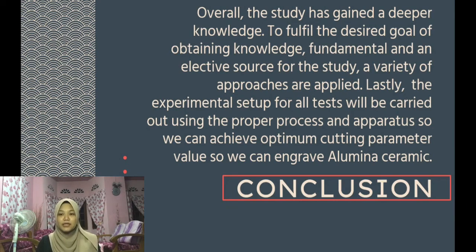So what I do is, I always contact my supervisor if there's any problem that I can't solve. Overall, the study has gained a deeper knowledge. To fulfill the desired goal of obtaining knowledge, fundamental and elective sources of the study, a variety of approaches are applied. Lastly, the experimental setup for all tests will be carried out using the proper process and apparatus so we can achieve the optimum cutting parameter values so we can engrave alumina ceramic. That's all from me. Thank you.